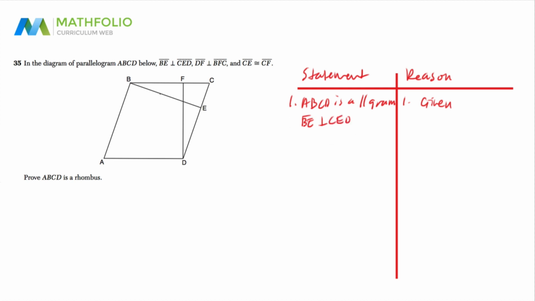So BE is perpendicular to CED, so that's saying that this is 90. We can also add that DF is perpendicular to BFC, so this is also 90 degrees. And then also CE is congruent to CF. So CE right here is congruent to CF.